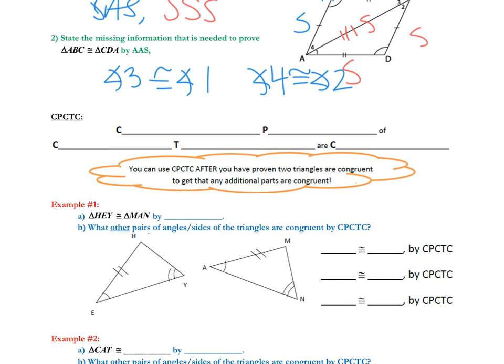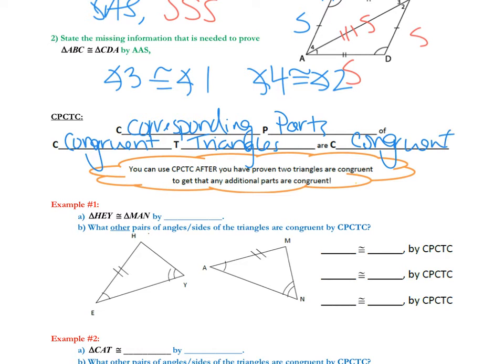All right. So today we're going to learn about CPCTC. It's really fun to say a bunch of times. And basically what that stands for is that corresponding parts of congruent triangles are congruent. So corresponding parts of congruent triangles are congruent.